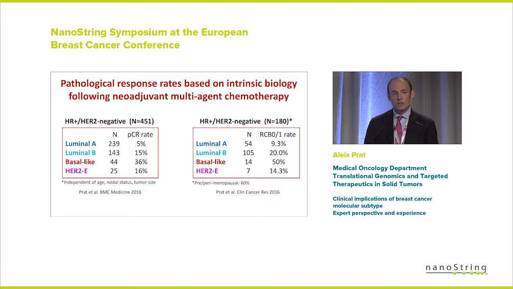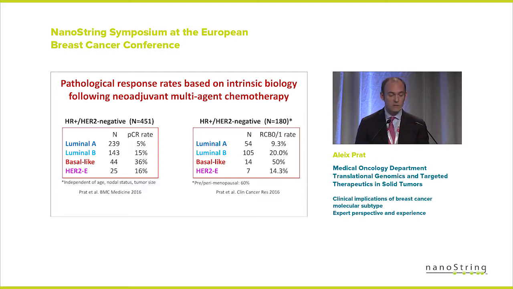What else do we know about intrinsic biology? Well, on one hand, we know that there is a particular group of ER-positive, HER2-negative tumors that are highly chemosensitive, and these are the non-luminal that I referred to before.